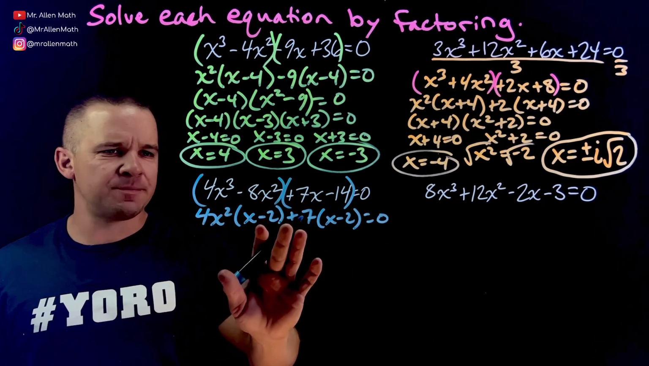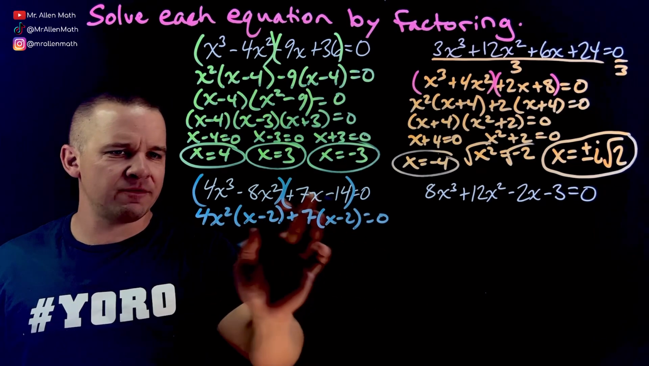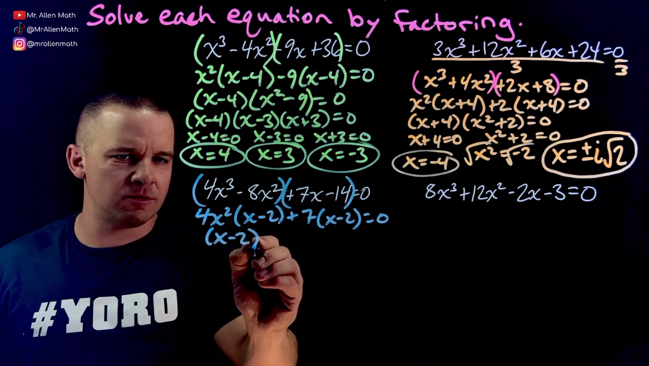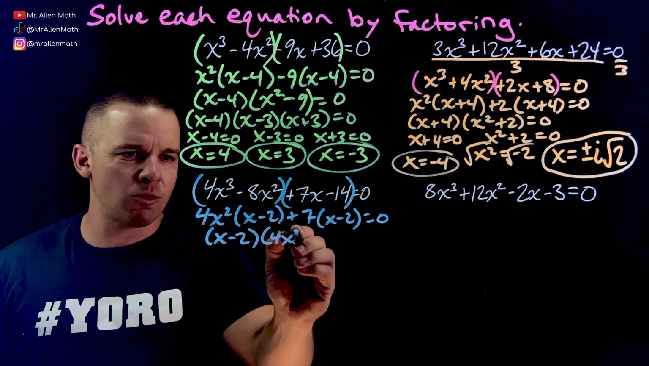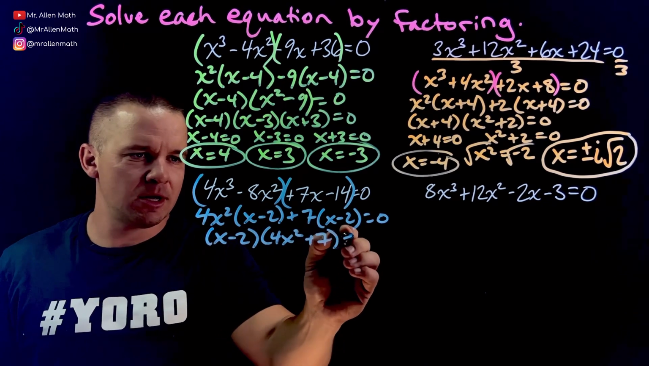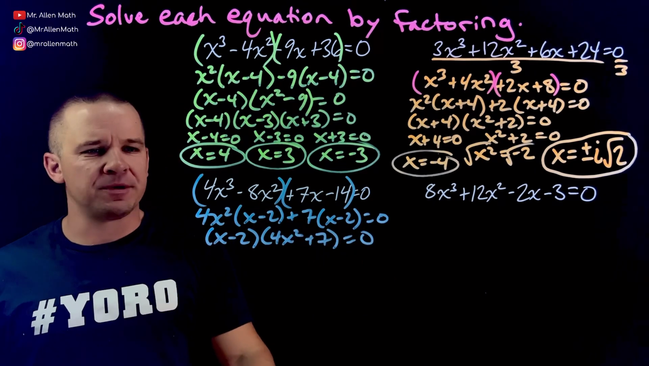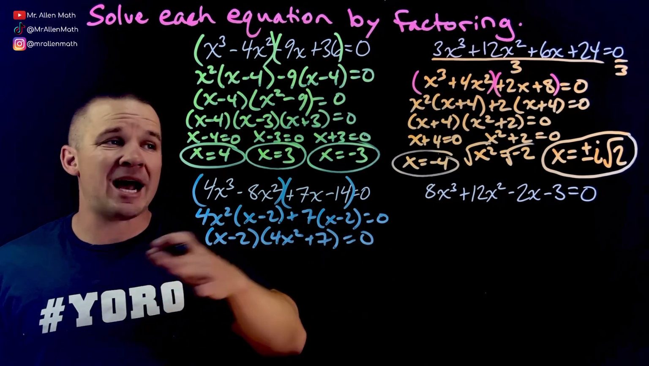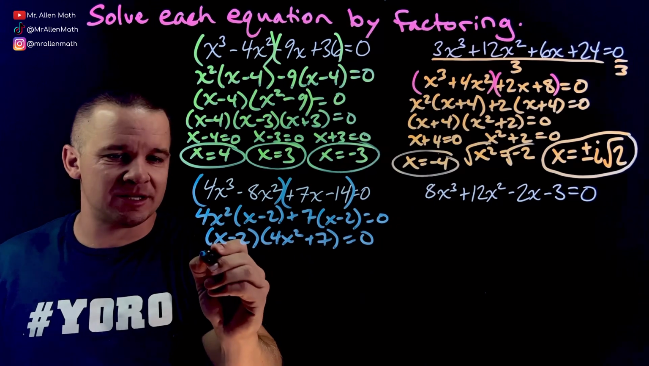All right, next bit. GCF here and here. That comes out. I get x minus 2, leaving me with 4x squared plus 7 equals 0. So that 4x squared plus 7 cannot be factored, right? So I'm at the point like this one here where I'm just going to set this stuff equal to 0.